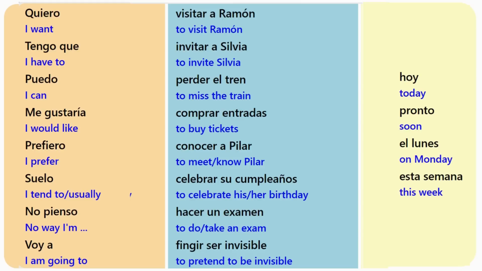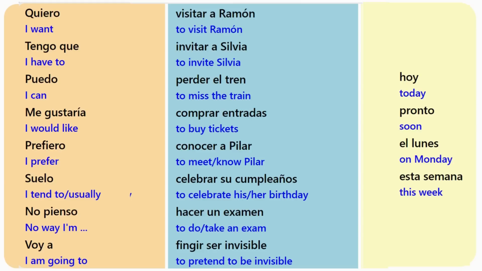So we'll try it with visitar a Ramón, which is to visit Ramón. If we want to say we visit Ramón, we just take the R off and add mos, and we have visitamos. Visitamos a Ramón. We visit Ramón.